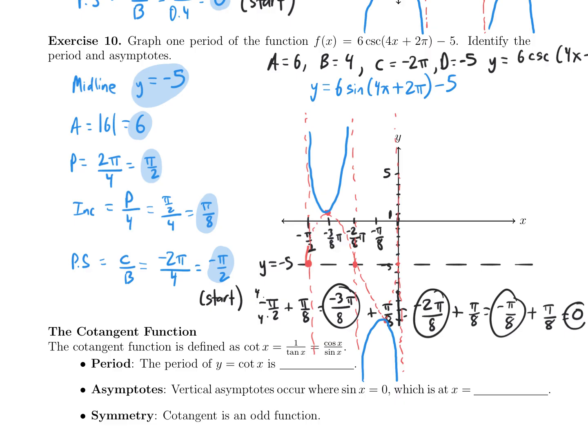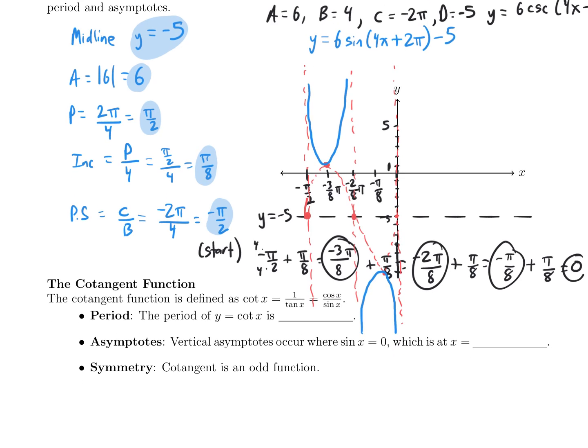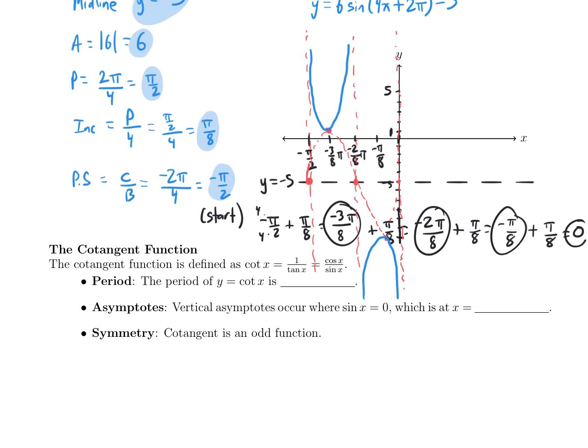All right, let's move on to the next topic, which is cotangent. The cotangent's very similar to the tangent function. So the period is going to be the same as the tangent, which is pi. And there's going to be vertical asymptotes that occur at every multiple of pi, so pi k, where k is an integer. And just like tangent, the symmetry is going to be over the origin because it's going to be an odd function. Okay, let's move on to the last problem.